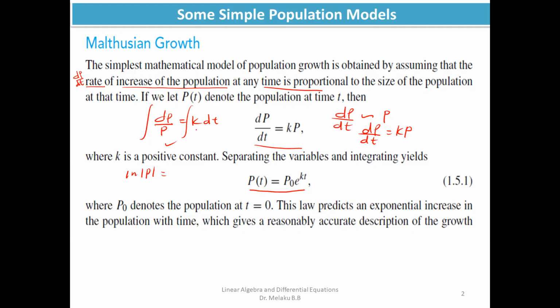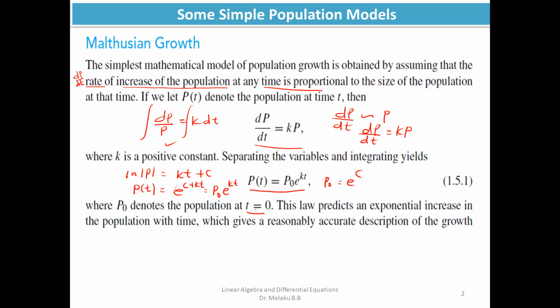equal to kt plus c. So P at t is e to the power of c plus kt, which means we can say that it is some constant P naught times e to the power of kt, where P naught is equal to e to the power of c. So P naught denotes the population at time t naught, which means it's easy that you obtain the constant.